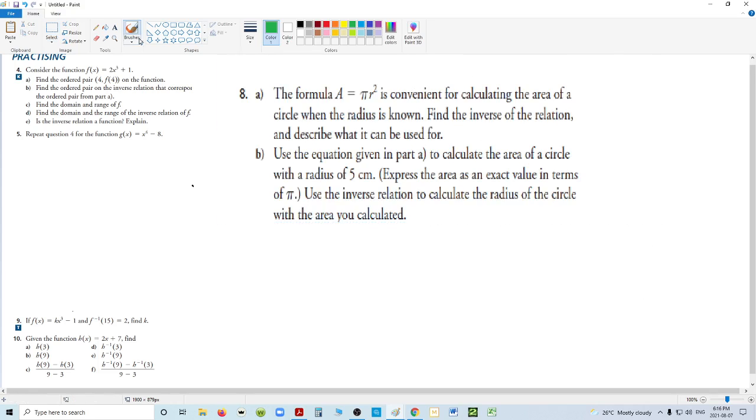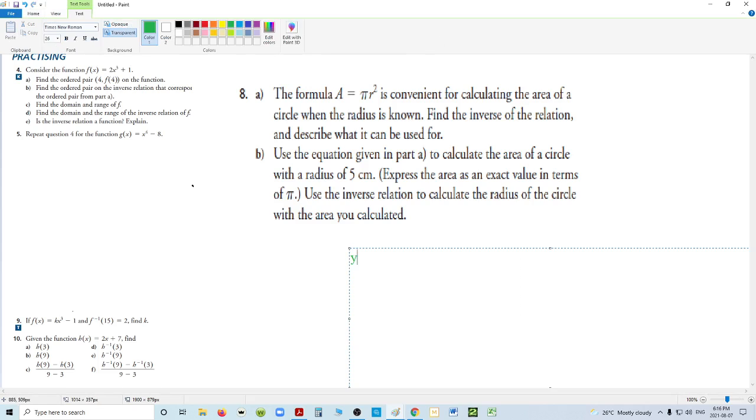So here we have a very familiar area. What is that? Area is pi r squared. Well, they're talking about a circle. It's convenient for calculating the area of a circle when the radius is known. Find the inverse. Okay. First of all, let's rewrite A is equal to pi r squared as y is equal to pi x squared.